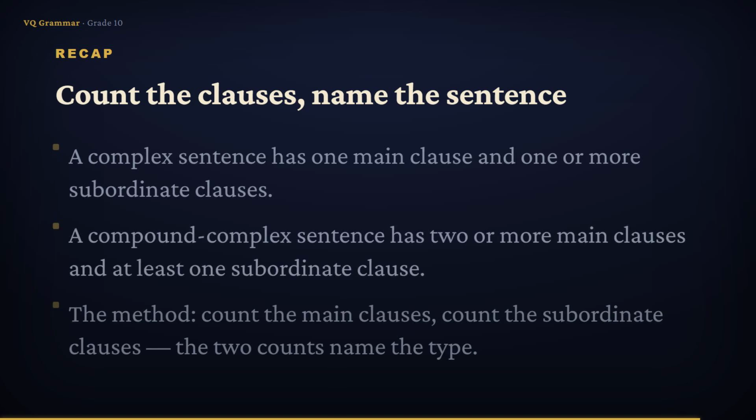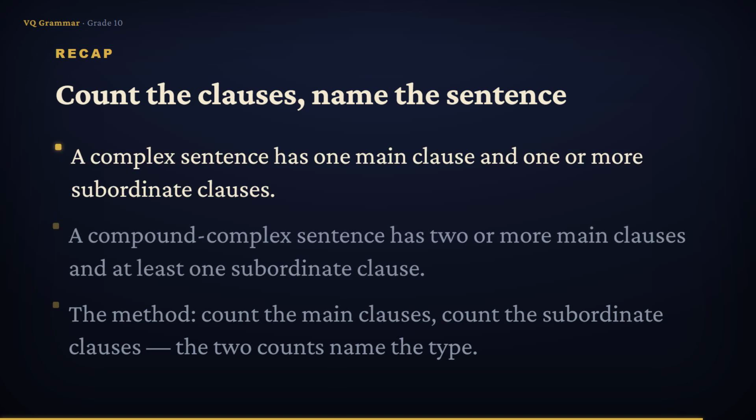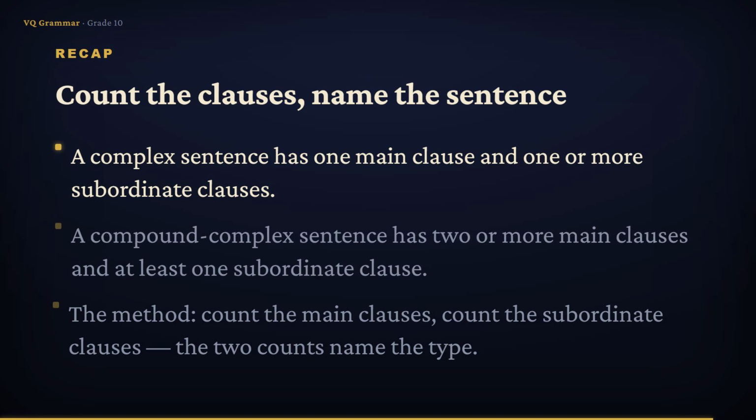Let's pull it all together. A complex sentence has 1 main clause and 1 or more subordinate clauses, like, because the road flooded, we took the long way. A compound complex sentence has 2 or more main clauses and at least 1 subordinate clause, like, when the bell rang, the students packed up and the hallway filled with noise.